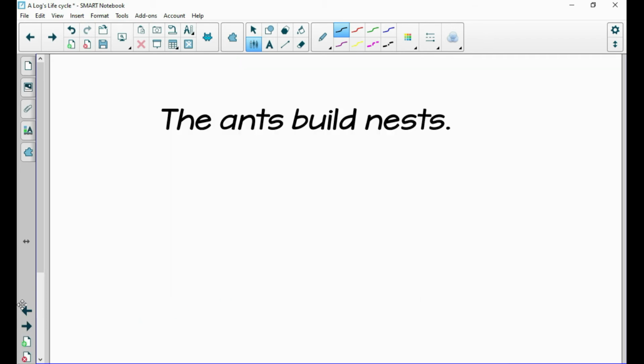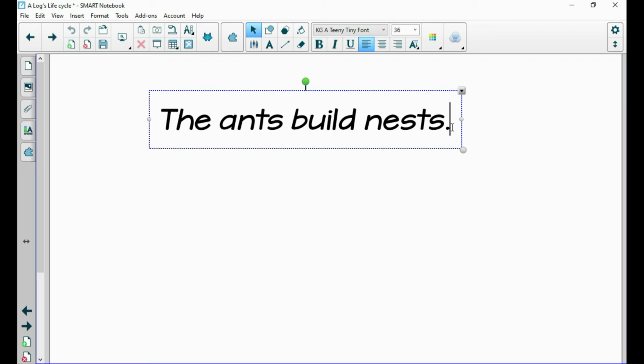All right, now let's look at this sentence. Here's a sentence right here. The ants build nests. That's a pretty good sentence, isn't it? It has a subject right here, the ants, okay? And it has a predicate. Build nests. The predicate tells what the ants do. So it's a good sentence, but I think that we probably could add even more details to it. I'm going to erase our lines to make it even better. Okay, so I'm going to take away my period and I want to add some details.